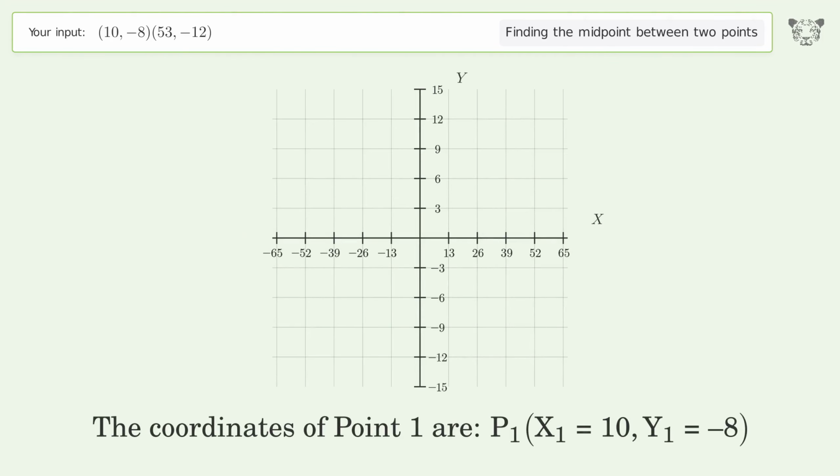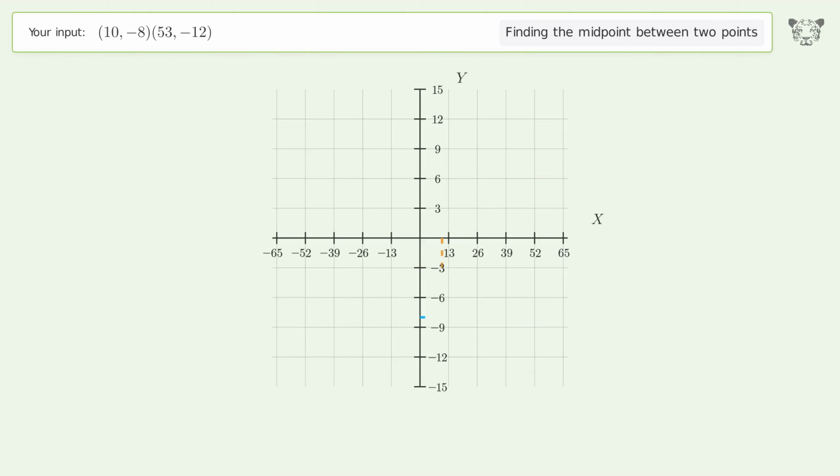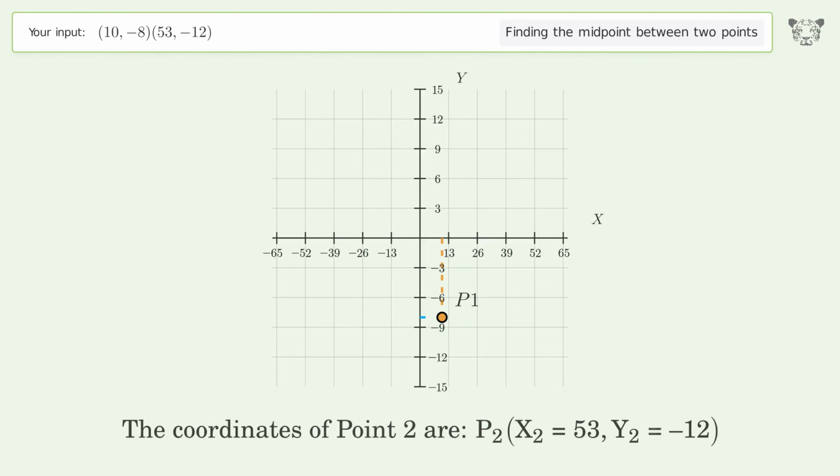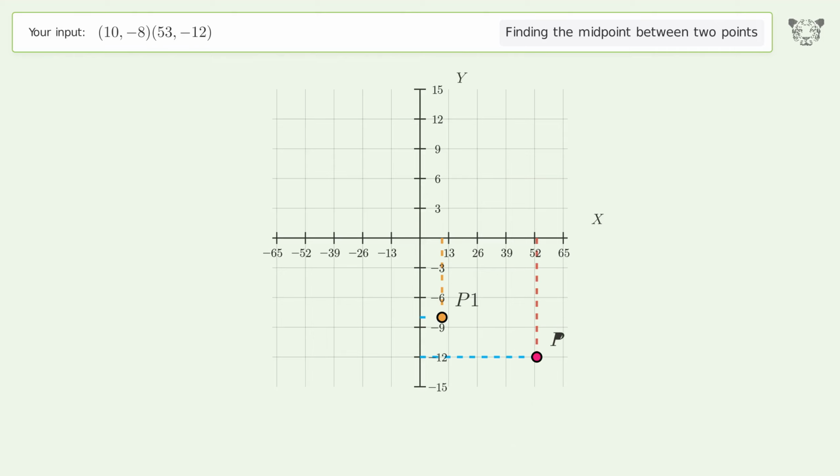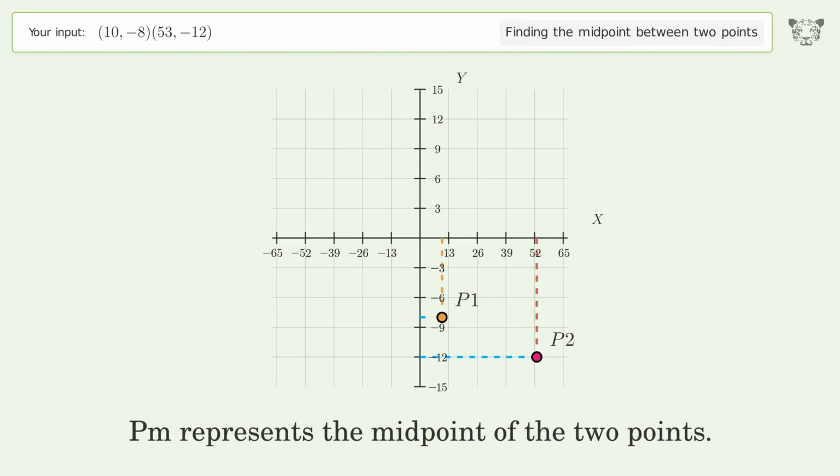The coordinates of point 1 are, x1 equals 10, y1 equals -8. The coordinates of point 2 are, x2 equals 53, y2 equals -12. PM represents the midpoint of the 2 points.